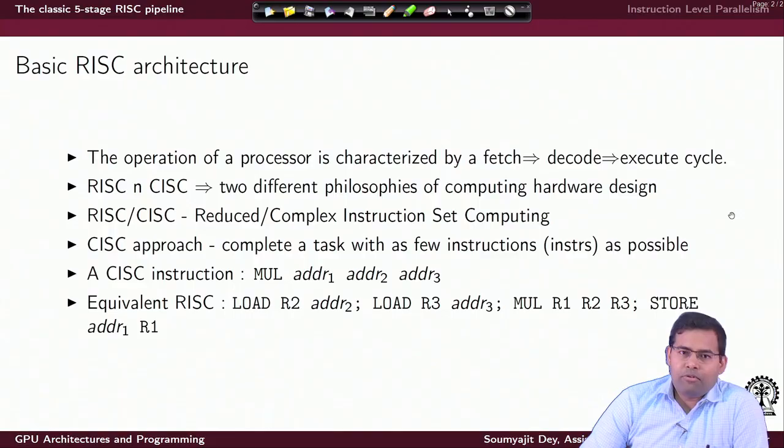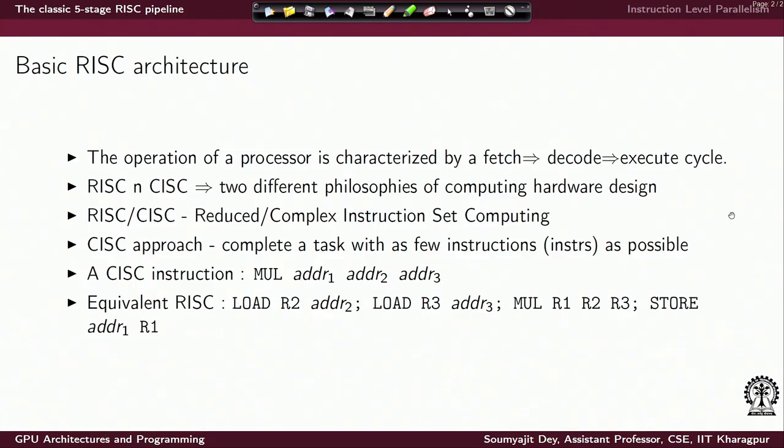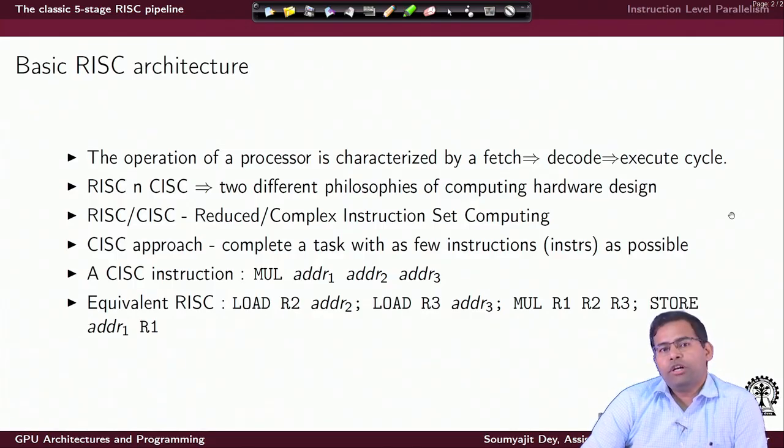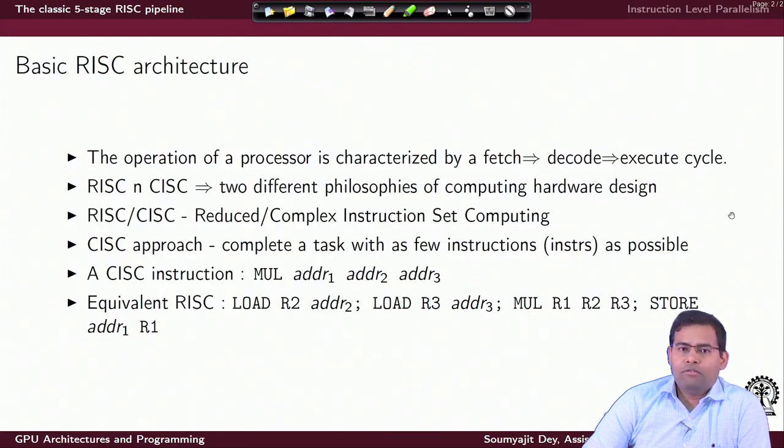So, coming to the CISC approach, the philosophy of CISC is essentially that a processor should try and complete a processing task using as few instructions as possible. That means, when a program is compiled to generate code for a CISC processor, one of the basic objectives of the code generation process would be to represent the program in terms of assembly instructions and thereafter in terms of machine instructions using as few instructions as possible. That means, each of the instructions is going to do a hell of a lot of work.